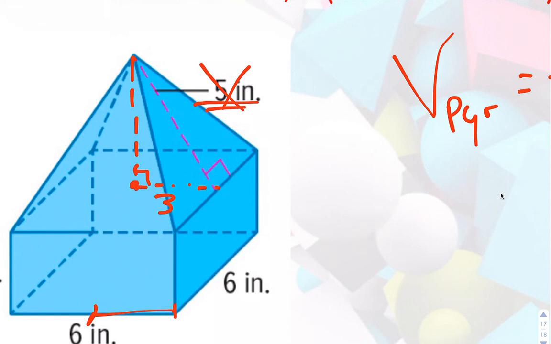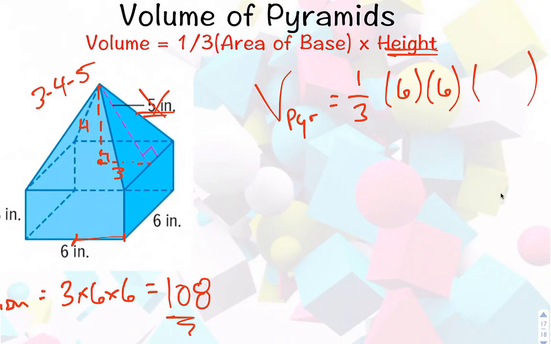I know 5, I know 3. Well, remember, 3, 4, 5. You can use Pythagorean theorem, but I know right off the bat that's going to be 4 inches tall. If you need to know where that comes from, let me know. Again, we can go through that calculation, but I know that's 4, so now I can just multiply all these out, and I end up with 72 inches cubed.